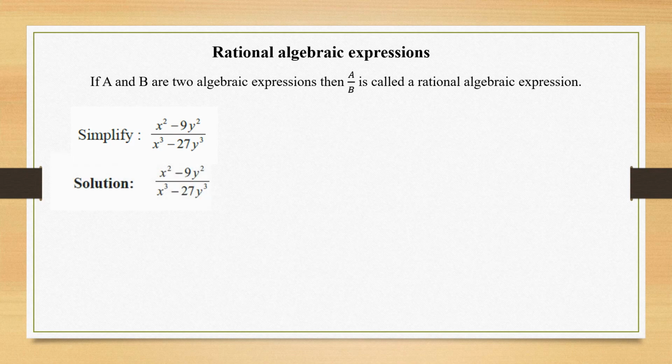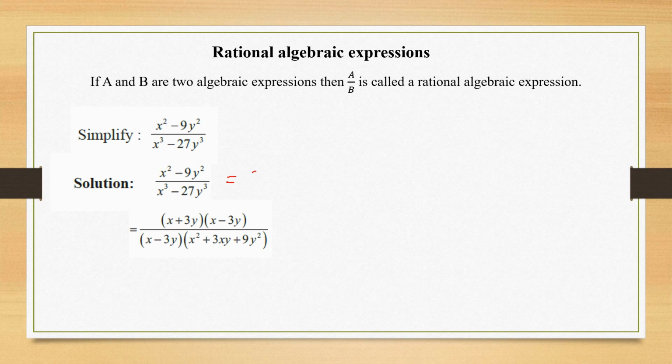So now if you note the second step, we'll find out the solution. In the numerator, we have x squared minus 9y squared, and in the denominator, we have x cubed minus 27y cubed. So we know 9 that we have in the numerator is a square of 3 and 27 is a cube of 3. So we'll rewrite the numerator.